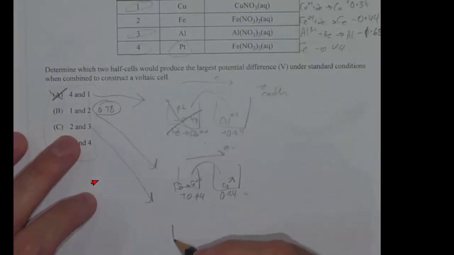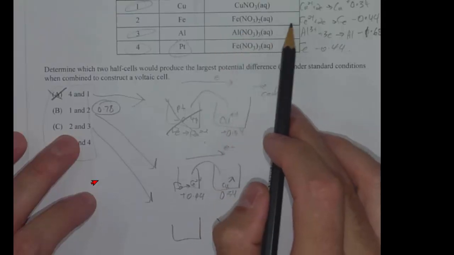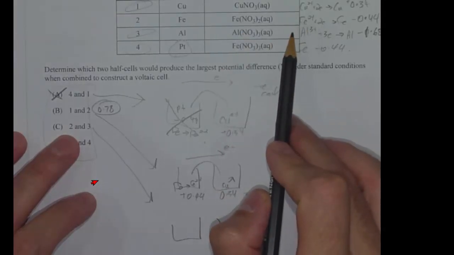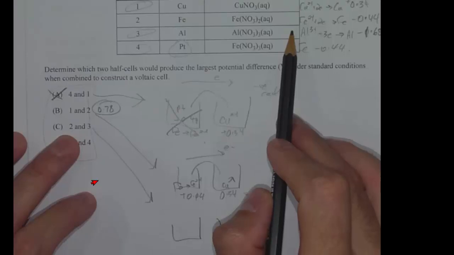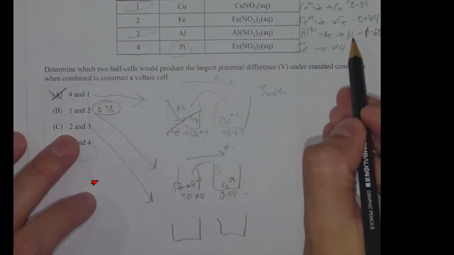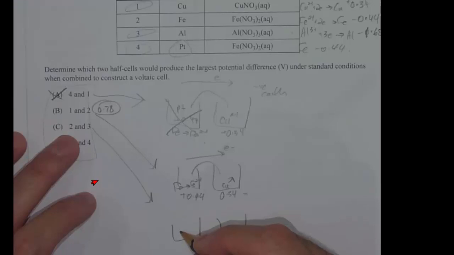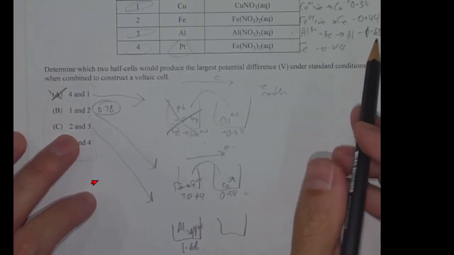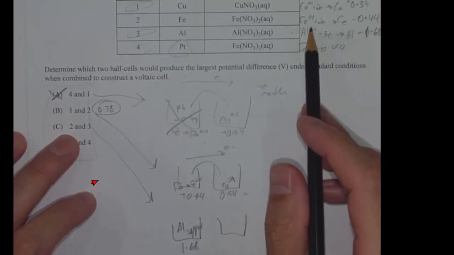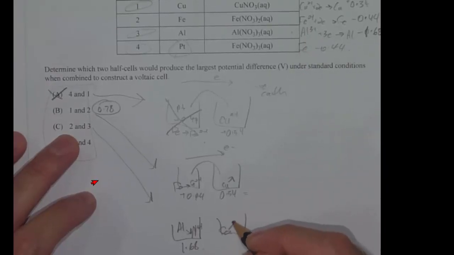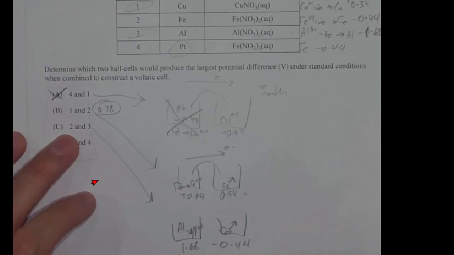2 and 3, so you've got iron and aluminium. Aluminium will be very happy to go to Al3+, 1.68, and that will leave this Fe2+ to go to the metal as minus 0.44. So that'll give you a reading of 1.44.